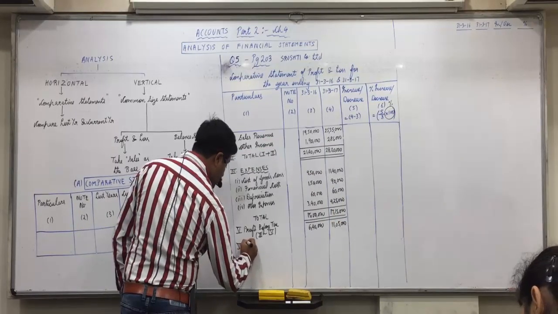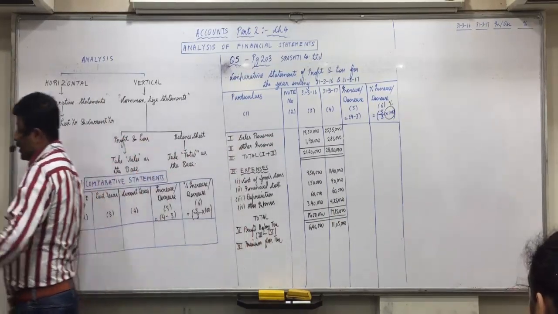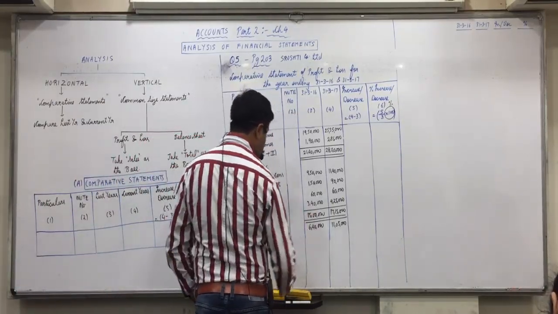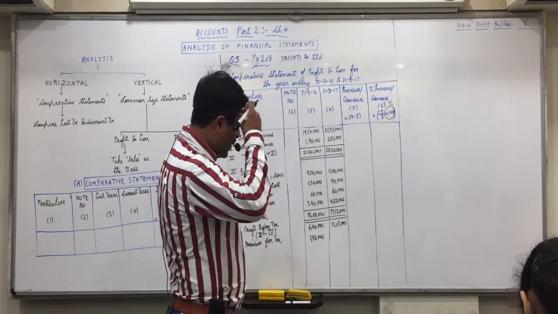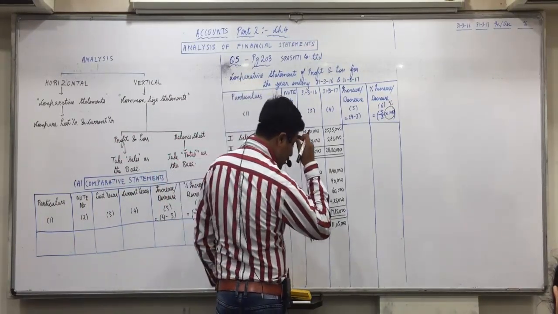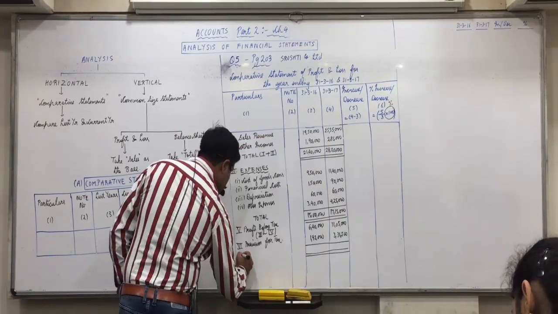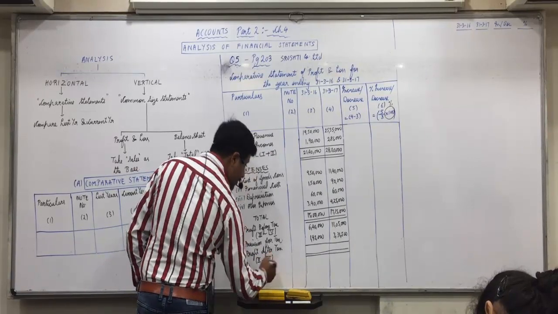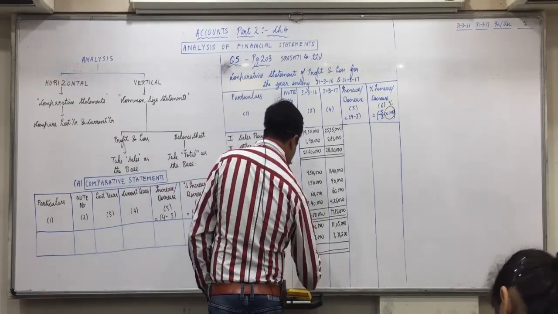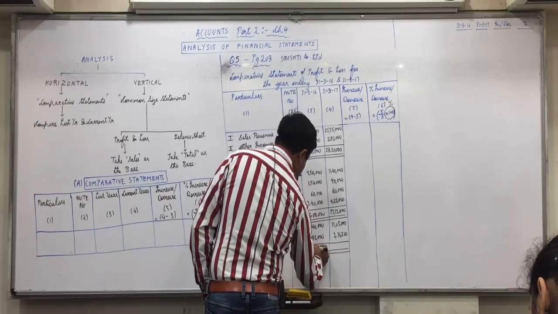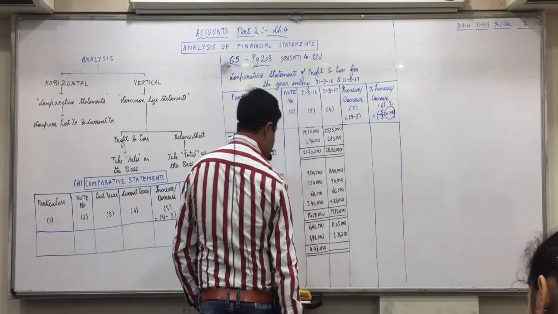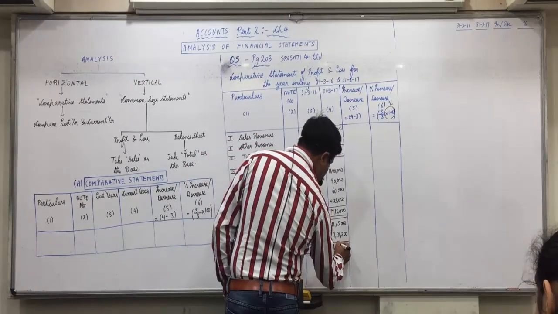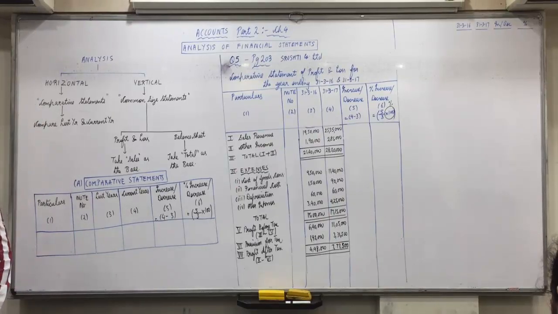Then sixth is provision for tax. Now again the income tax rate is given as 30%. So 6 lakh 40,000 into 30%, 1 lakh 92,000. 11 lakh 5,000 into 30%, 3 lakh 31,500. Seventh, profit after tax, 5 minus 6. 6 lakh 40,000 minus 1 lakh 92,000, 4 lakh 48,000. Yes. And 11 lakh 5,000 minus 3 lakh 31,500, 7 lakh 73,500. Anyone having any doubt in this?